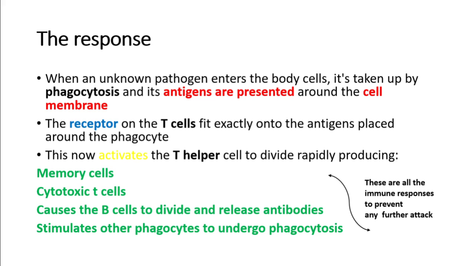So you may be thinking what a memory cell is. A memory cell just circulates the blood and tissue fluid to respond to future infections by the same pathogen. And a cytotoxic T cell kills abnormal cells in the body that are infected by pathogens by producing a protein called perforin that makes holes in the cell surface membrane, making the cell permeable to all substances and causing the cell to die. It also stimulates other phagocytes to undergo phagocytosis in order to respond to more antigens and pathogens in the body cells.